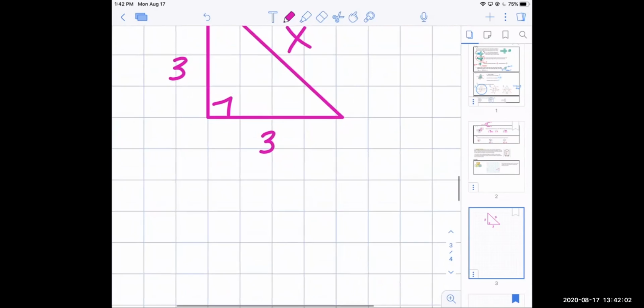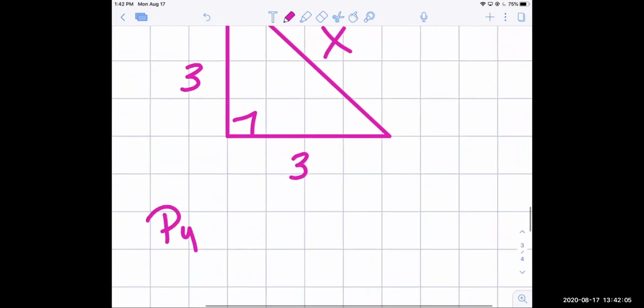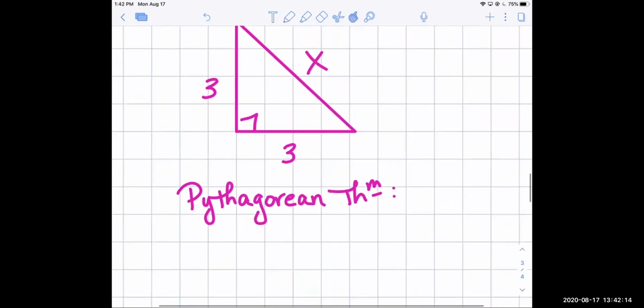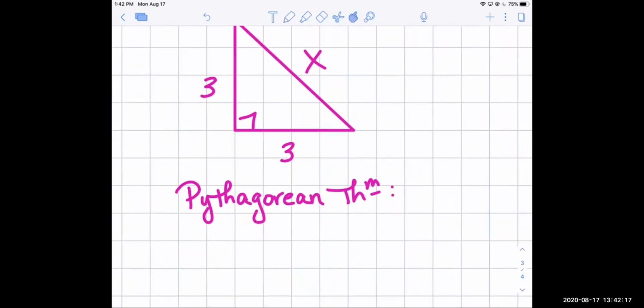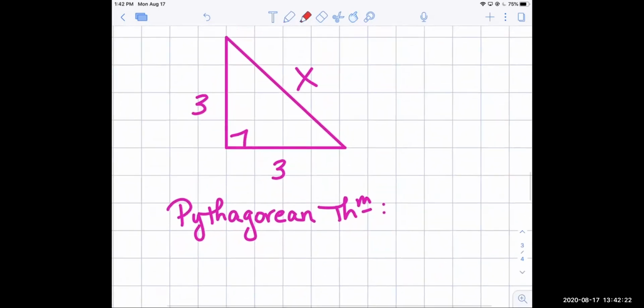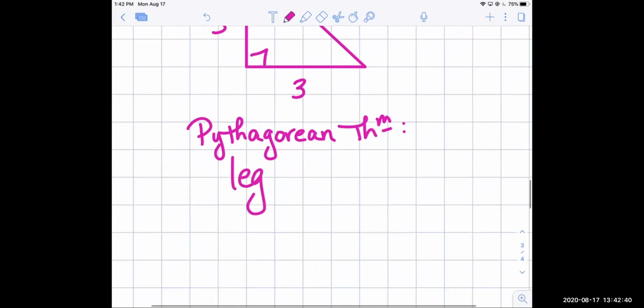Okay, so I'm creating a triangle here. What do the a and b represent? Do you remember what those are called? Does anyone remember what the sides are called? They're legs, yes. Okay, so the Pythagorean theorem says leg squared plus leg squared equals, what's the side across the room?